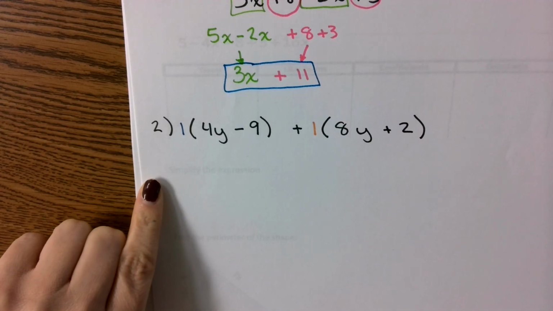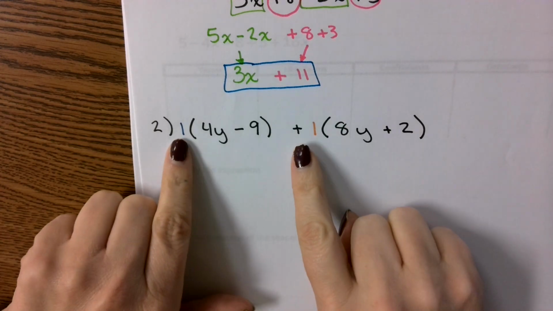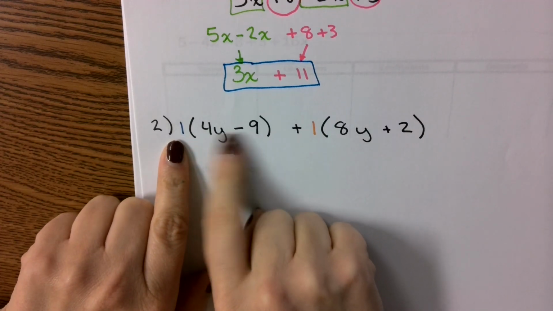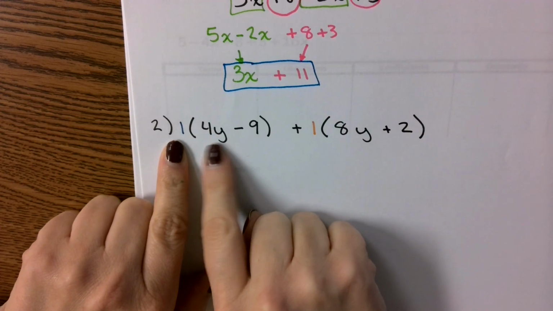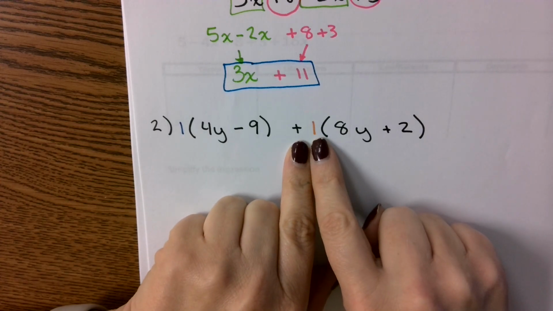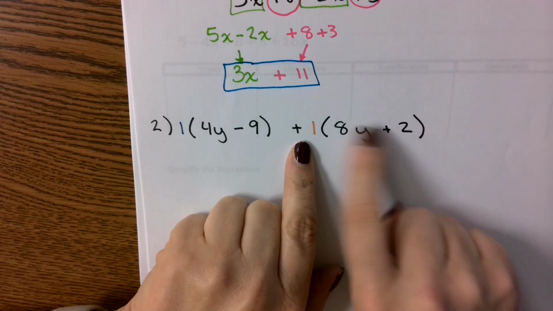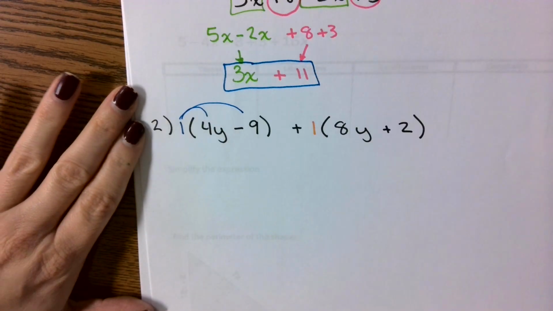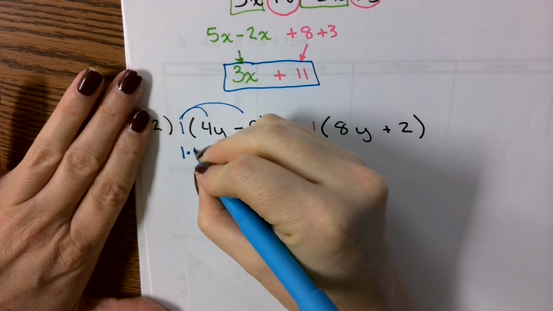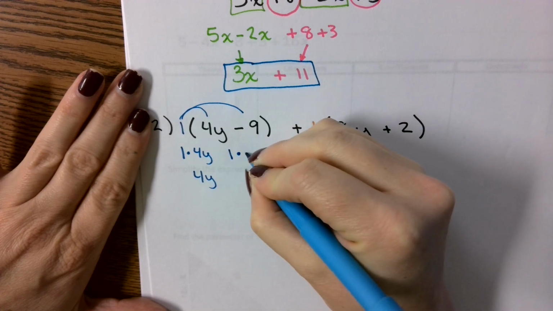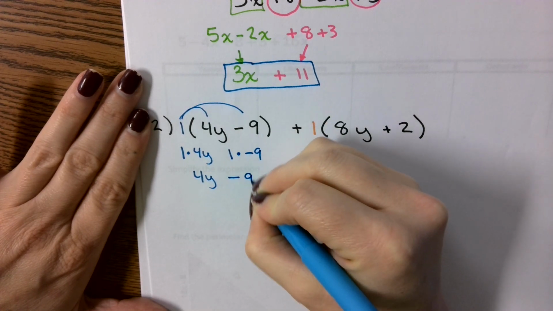Okay, again, we are distributing. When I distribute this first 1, is it going to change anything about my binomial? No, because it's positive, right? What about when I distribute this second one? Is it going to make any change? No, because it's also positive. Okay, but I'll still show it to you. If we do 1 times 4y, it's still going to be 4y. When we do 1 times negative 9, it's still negative 9.